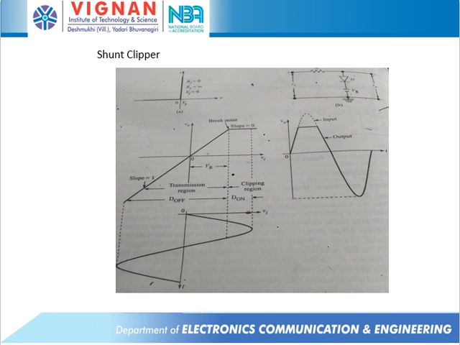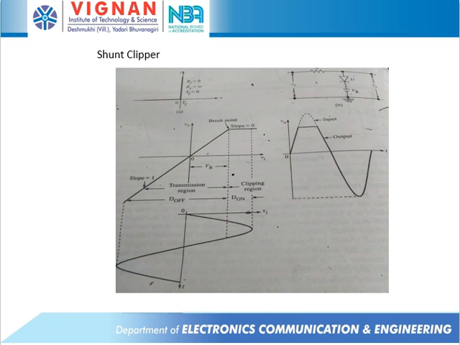When the Vi is greater than Vr, we maintain our output as a constant with the reference potential Vr, and that region we indicate as the clipping region. During that phase our diode is in on condition, or you can say forward biased.